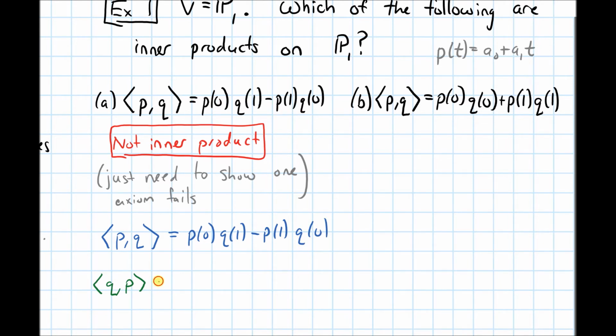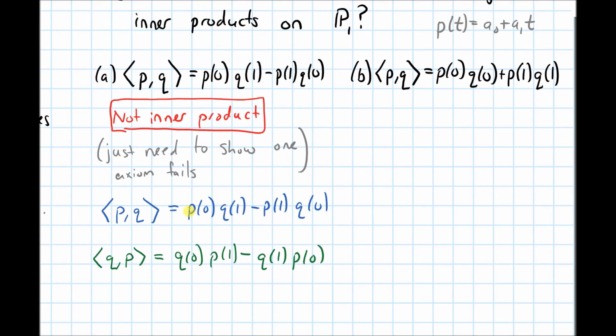When we do it in the reverse order, now we have to switch the roles of the Q and the P. So instead of beginning with P of 0, we begin with Q of 0. And then instead of Q of 1, we'd have P of 1. And then continuing in this way, we'd have minus Q of 1 times P of 0. Now looking at this thing in blue and this thing in green, these aren't the same. In fact, in general, their signs are exactly opposite. So in general, they're not going to be the same.